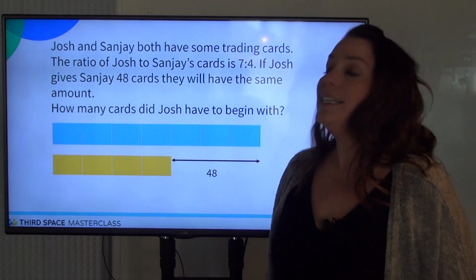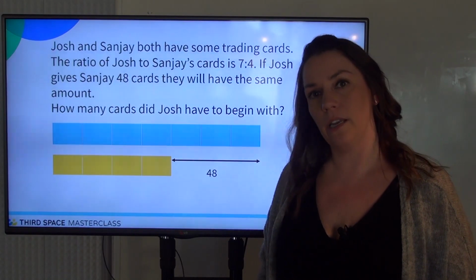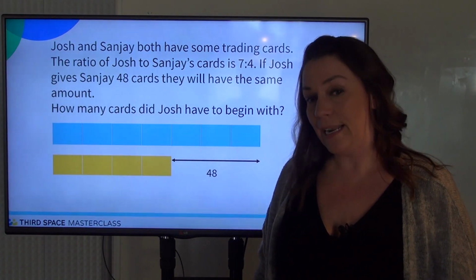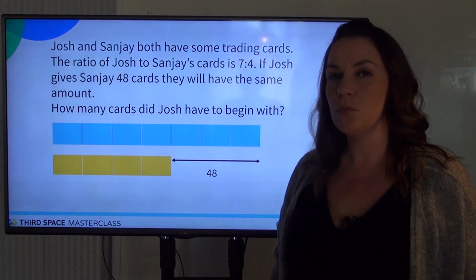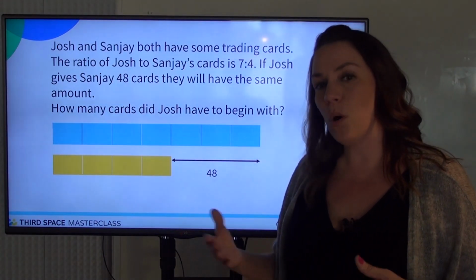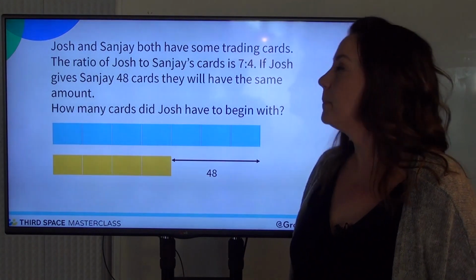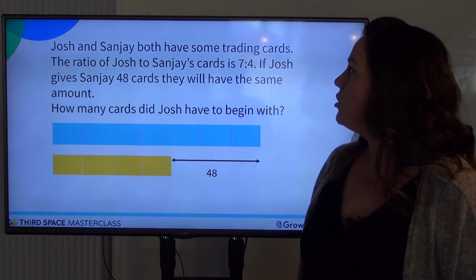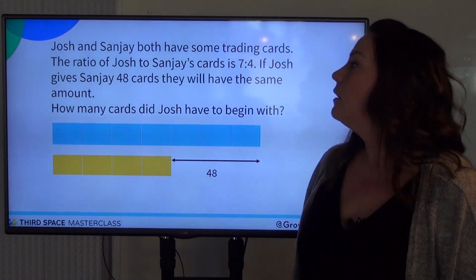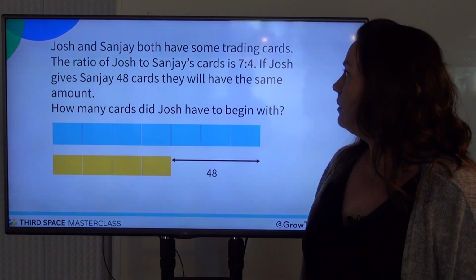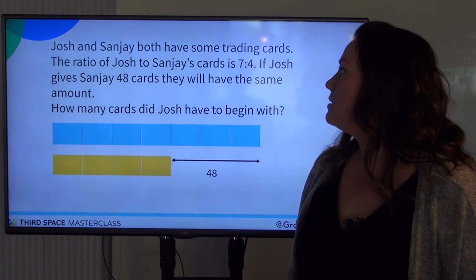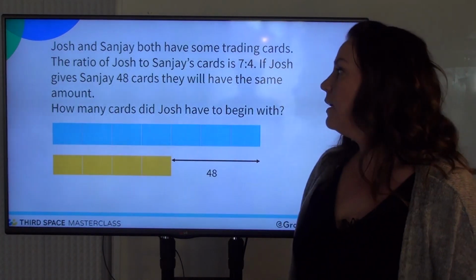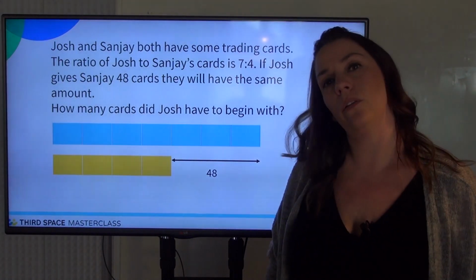Ratio is another really difficult part of the Year 6 curriculum that a bar model really helps with. So let's have a look at a very complex problem that pupils would struggle with, because it's not just simply multiplying or dividing to get the answer. Here we've got Josh and Sanjay, who both have some trading cards. The ratio of Josh to Sanjay's cards is 7:4. If Josh gives Sanjay 48 cards, they will have the same amount. How many cards did Josh have to begin with?